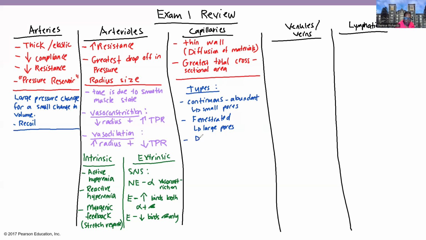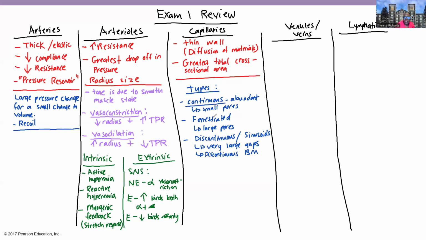Finally, we have discontinuous, also sinusoids, and these have very large gaps in between, and then they also have a discontinuous basement membrane underneath. So even larger gaps, really big channels in between the cells of these discontinuous.